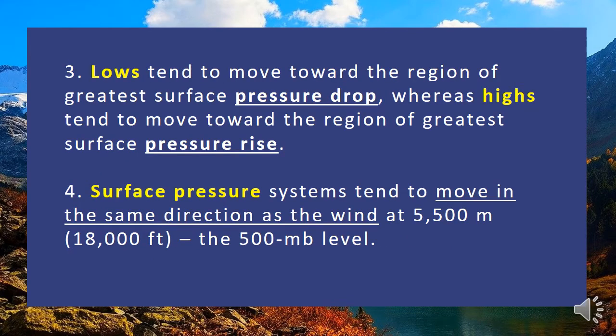Third, lows tend to move toward the region of greatest surface pressure drop, whereas highs tend to move toward the region of greatest surface pressure rise. And lastly, surface pressure systems tend to move in the same direction as the wind at 5,500 meters, the 500 mb level. So, the speed at which the surface system moves is about half the speed of the winds at this level.